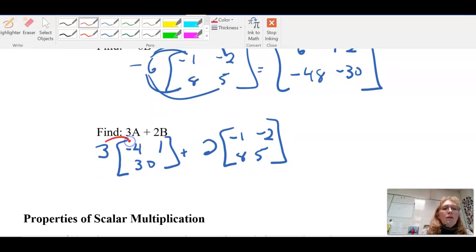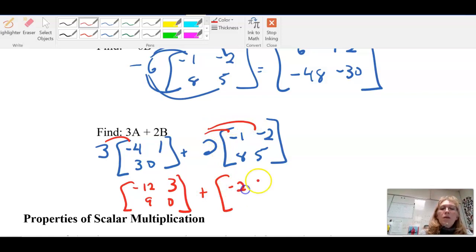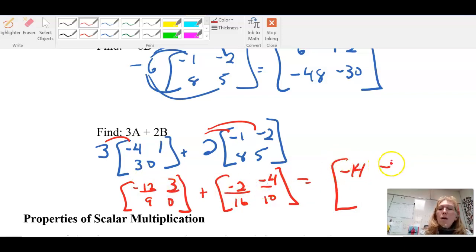So now we're going to take the negative 3 through, and we got negative 12, 3, 9, and 0. And then you're going to add that to, now you're going to distribute your 2, negative 2, negative 4, 16, and 10. Your final answers when you combine all of those. So negative 12 plus negative 2, negative 14. 3 plus negative 4, negative 1. 9 plus 16, 25. 0 plus 10 is 10. And that is your final matrix. I hope you did a good job.